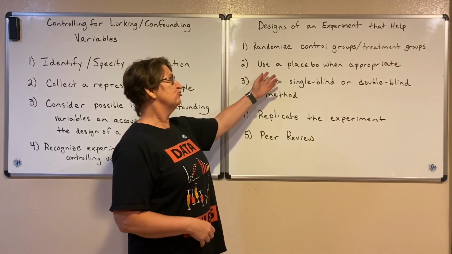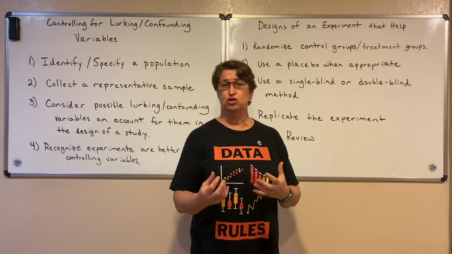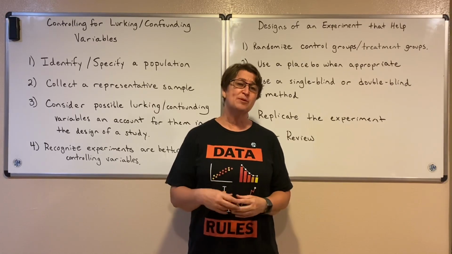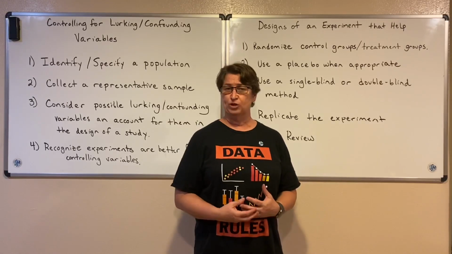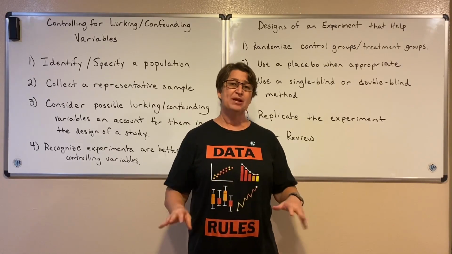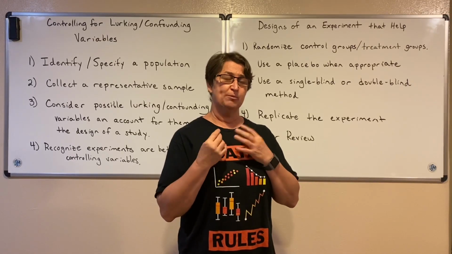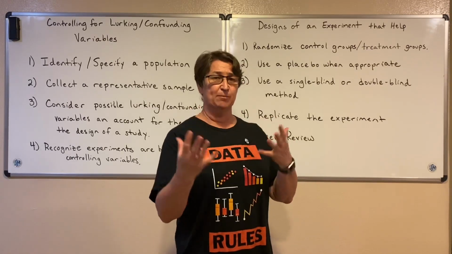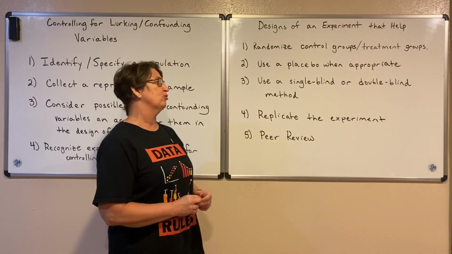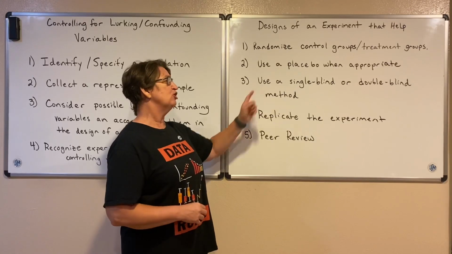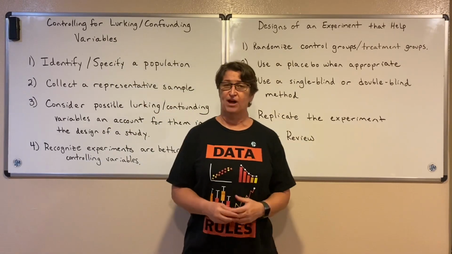So we want to use a placebo when appropriate. A placebo is just a fake treatment. It's a treatment that looks like the real treatment, but isn't actually a treatment at all. And that just eliminates me from thinking I'm getting a treatment, and therefore that thinking making me better. So we want to use a placebo when we can. We want to use a single blind or double blind method in an experiment when possible.